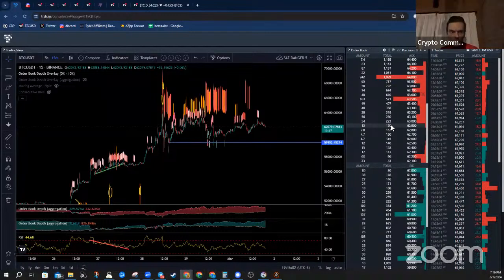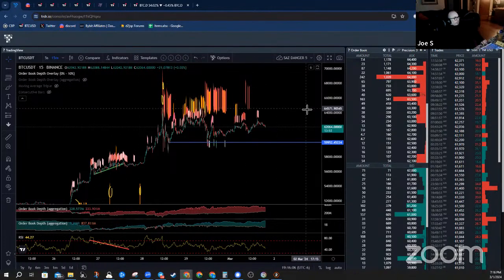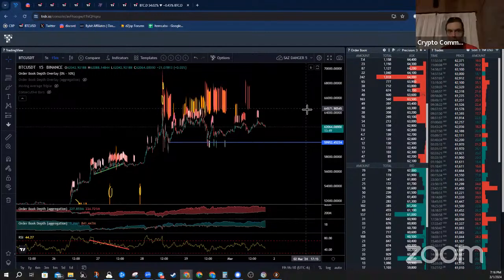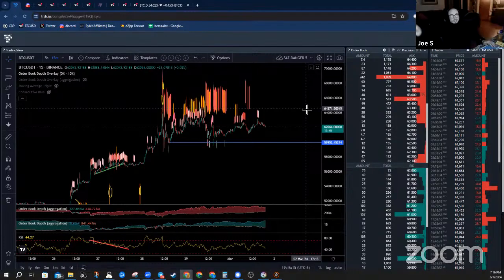And what exchange are you watching? It's on Binance. Yeah, we're only watching Binance. Binance probably has the most liquidity, as they report themselves on CoinMarketCap. How much can we trust them?